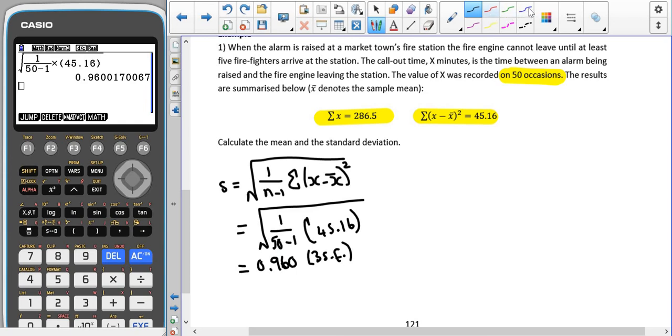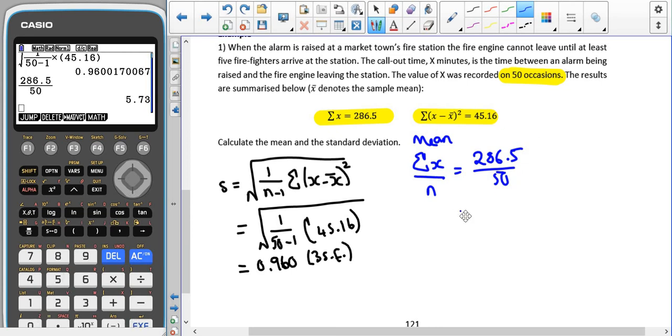Now we also have to calculate the mean. Remember that you're not given this formula, but to remember that you add the values together, so the sum of x over n, so this is for the mean, which in this case is going to be 286.5 divided by the number of occasions, which was 50 from the question. And again, we can put this in our calculator, so 286.5 over 50, which gives us 5.73.